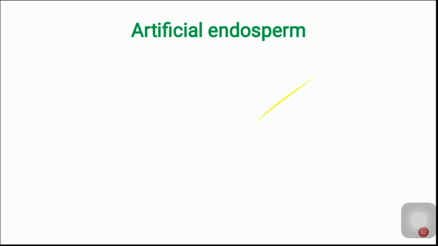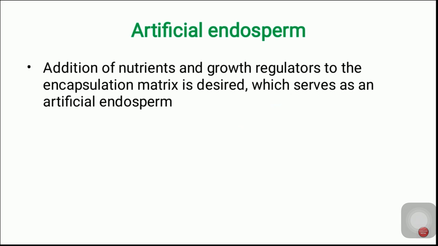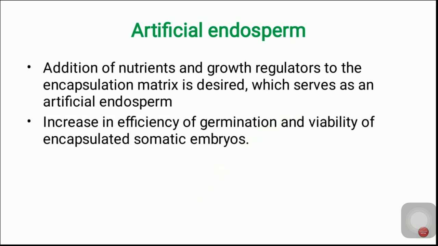Next one is artificial endosperm. The addition of nutrients, growth regulators and additional substances to the encapsulation matrix is desired, which serve as an artificial endosperm, supplying nutrients to the embryo. This increases the efficiency of germination and viability of the encapsulated somatic embryos.